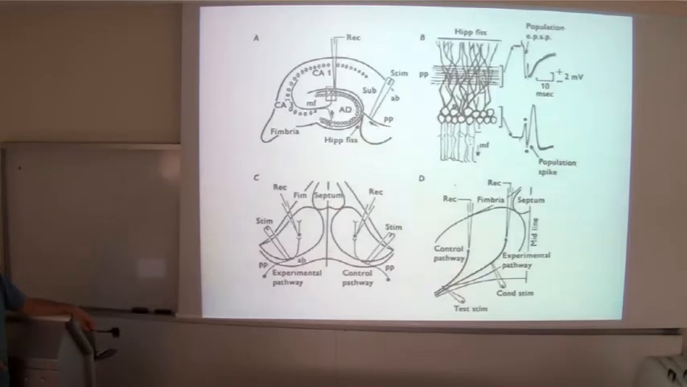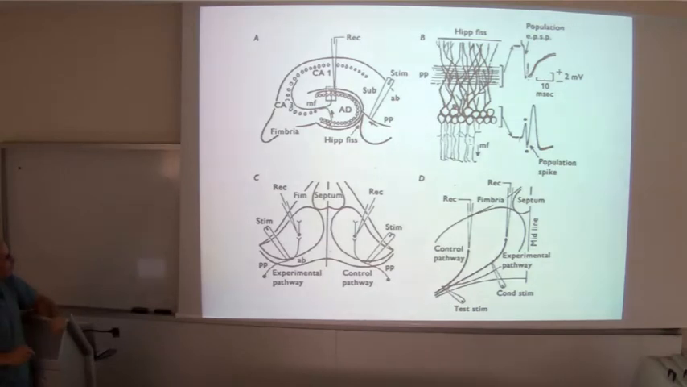So 73. This is in a way an ingenious paper, at least technically. This is in vivo in a rabbit. It's not in slice. And what they did is they took the two sides of the hippocampus. One side is a control, and one side is an experimental side.